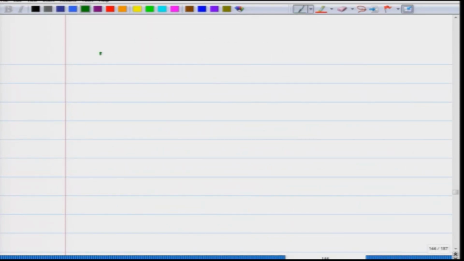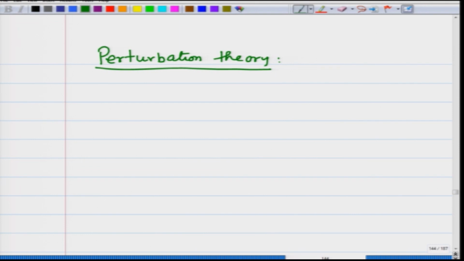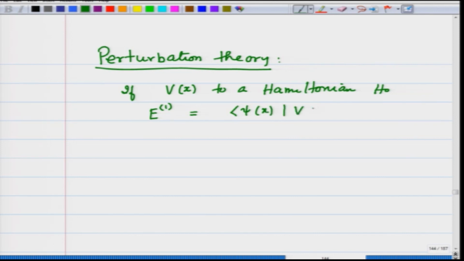So, we are going to use the method of perturbation theory in quantum mechanics, which says that if a small potential V x is introduced to a Hamiltonian H 0, then the first order energy change in the system, I will write it as E 1, is equal to the expectation value of psi x, V x, psi x.